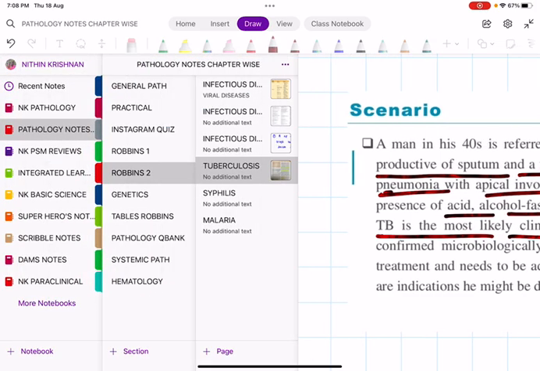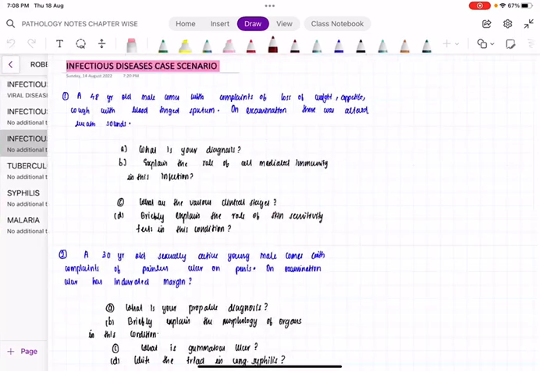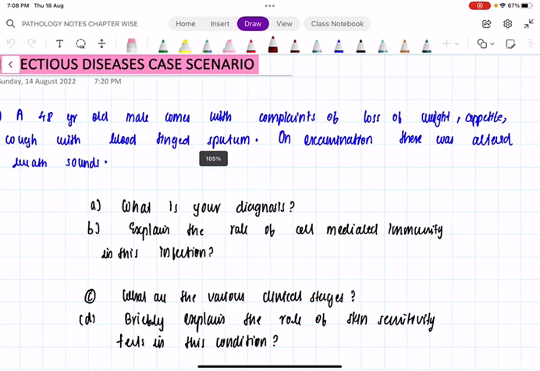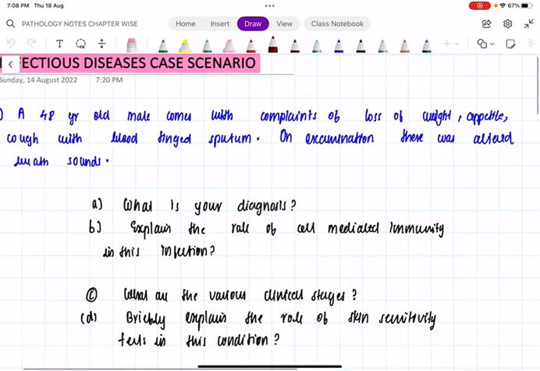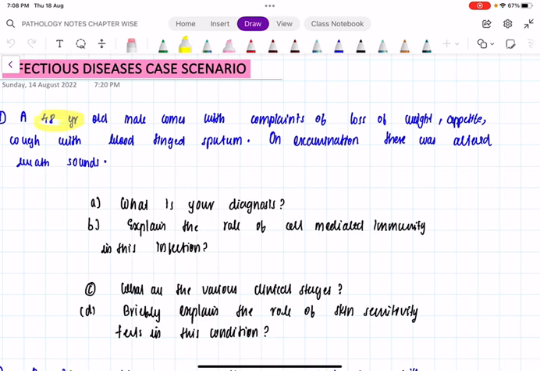Let me tell a somewhat different question, which is most commonly given in your exams. A 48-year-old male comes with complaints of loss of weight, loss of appetite, cough with blood tinged sputum. See, actually in tuberculosis there won't be hemoptysis. Okay, hemoptysis most preferably we can say. What is hemoptysis? That is coughing up of blood. This blood may be either blood tinged sputum, blood streaked sputum, or frank blood. Frank blood you will get in bronchogenic carcinoma.